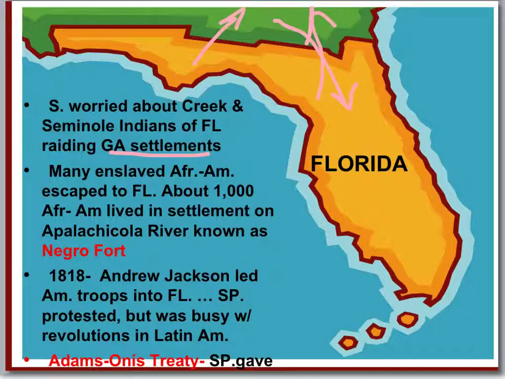All right? Also, many enslaved African Americans escaped into Florida because, again, this is Spanish territory. About 1,000 African Americans lived in a settlement on the Apalachicola River, and it's called the Negro Fort. The Negro Fort. Southerners want this to stop. They want the Indians to quit attacking them, and they don't want to have a safe haven for slaves to run off to. So they encourage America to take action.